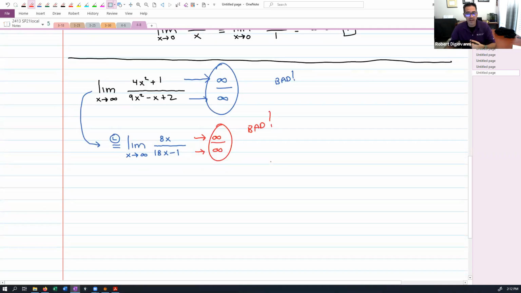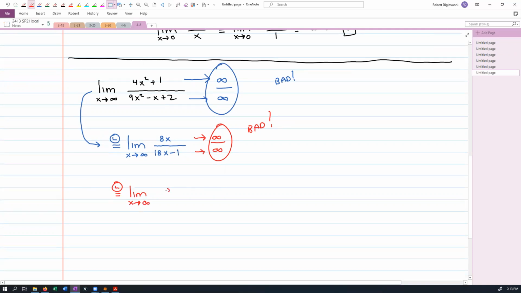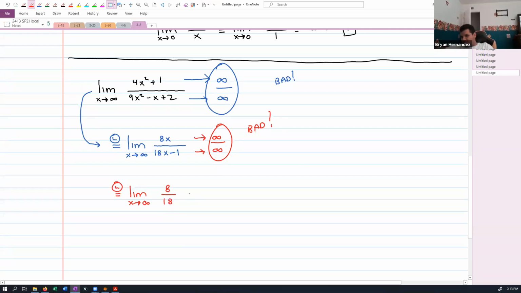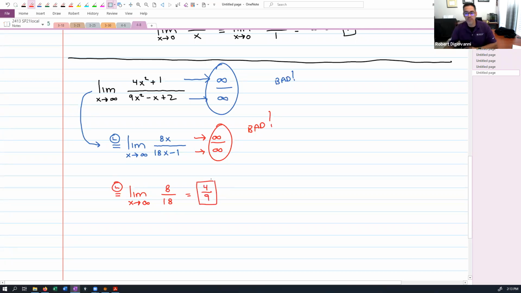We can just use L'Hopital a second time. Okay. So I'm just going to run L'Hopital's on this one more time. What's the derivative of the top? 8. Derivative of the bottom? 18. And that is just a number. That's just what? 4 over 9. There you go. We're done.